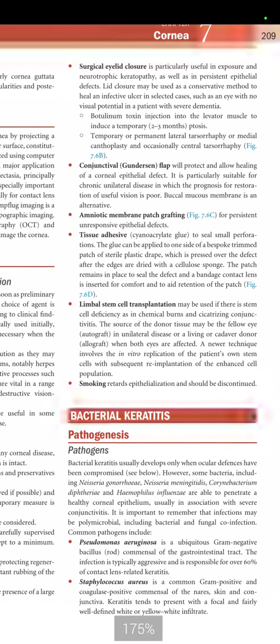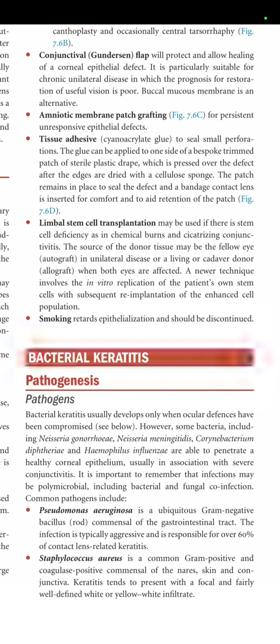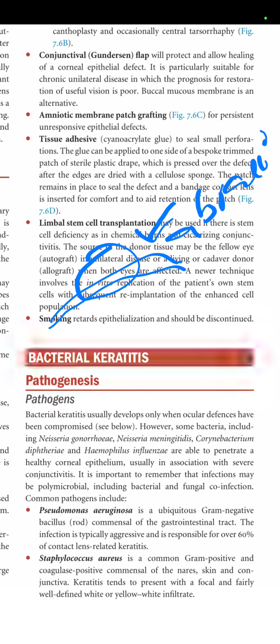So, what is the pathogenesis of bacterial keratitis? Bacterial keratitis usually develops only when the ocular defenses have been compromised. So basically the epithelium is very important. If the epithelium is compromised or there is an abrasion, then there is a chance that the bacteria get invaded. Otherwise bacteria do not usually cause infection, but there are certain types of bacteria that can penetrate the intact corneal wall. So what are these bacteria?